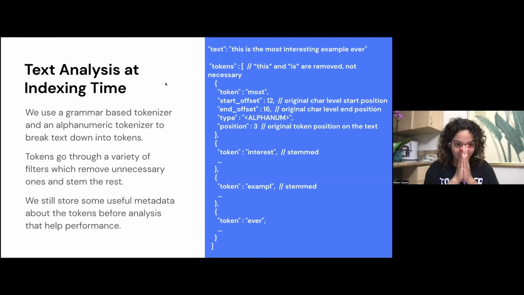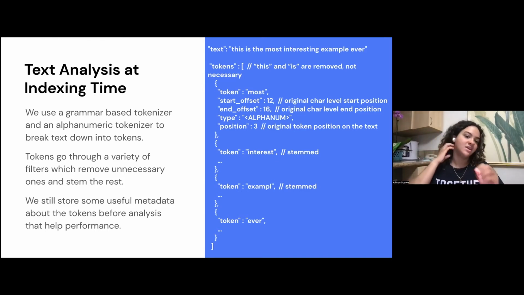So the first important thing that we did was we added more robust text analysis at indexing time. So there's an example here where, if you have some text in a certain field in, let's say, your table, like a description, and in this example, this is the most interesting example ever. We now tokenize using a grammar-based tokenizer for things like descriptions, and then an alphanumeric tokenizer for things like columns. And this breaks your text down into tokens.